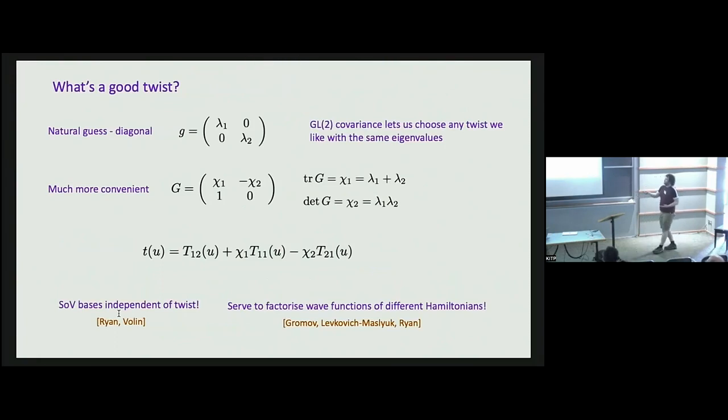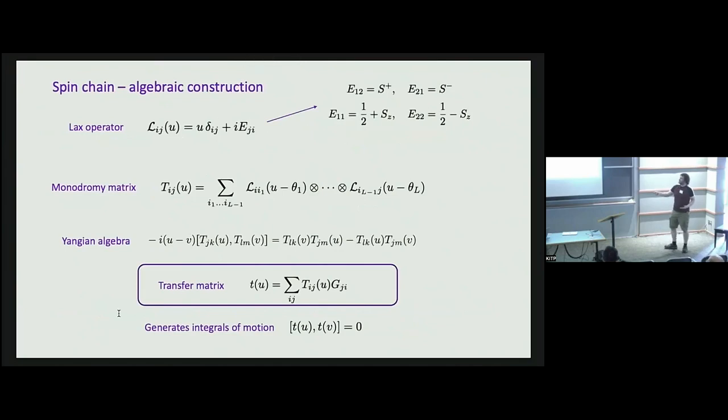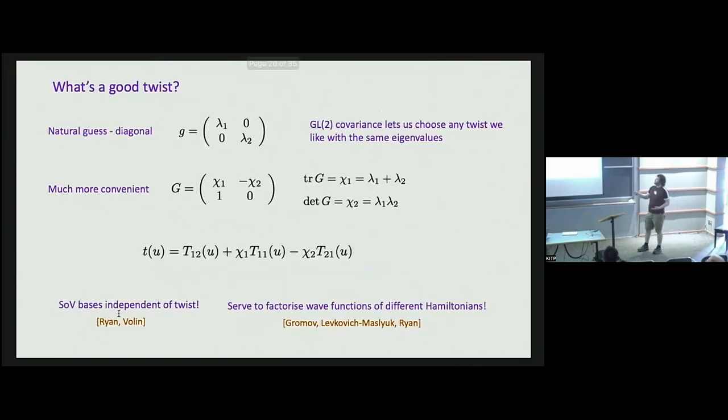However, this Yangian algebra has a certain GL2 covariance, meaning I can essentially perform some similarity transformation on the twist and replace it with any other twist I like. And for the purposes of this talk, this twist is actually the best one. So this is what we call the companion twist matrix, which has entries chi1 and chi2, 1 and 0, where chi1 and chi2 are the characters from earlier: chi1 is the trace of the matrix, and chi2 is the determinant of the matrix. And you can check that the eigenvalues of these two matrices are actually the same.